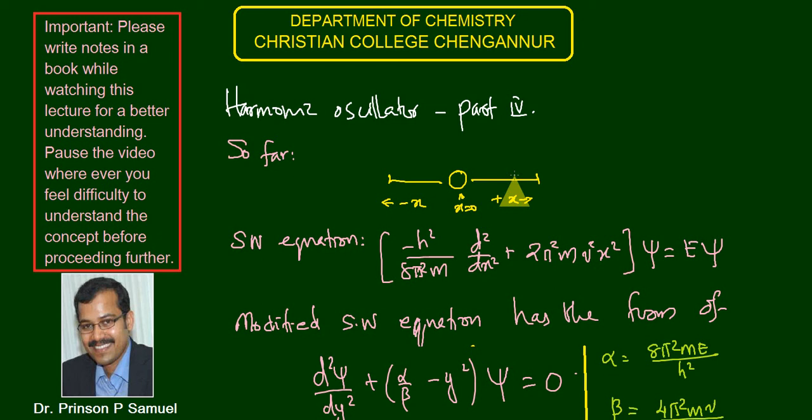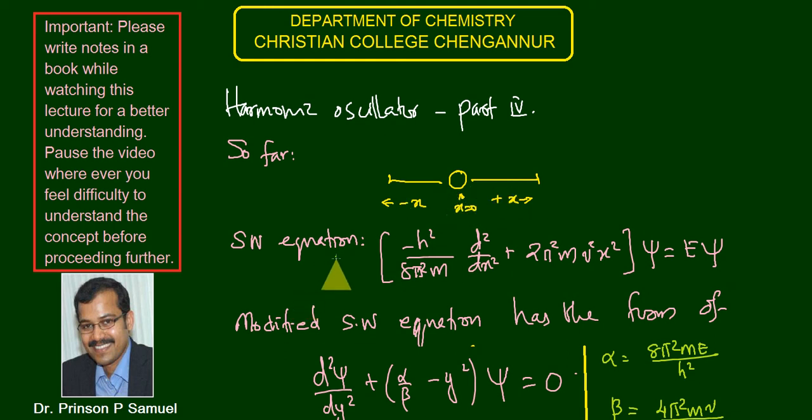In this class, we are continuing our discussion on the quantum mechanical treatment of the one-dimensional harmonic oscillator. We have reached part 4 of this lecture series. So far, what we have learned, I am going to summarize. We have a particle here, moving in the plus x and minus x direction periodically. That is a vibration motion, and this is a simple harmonic motion.